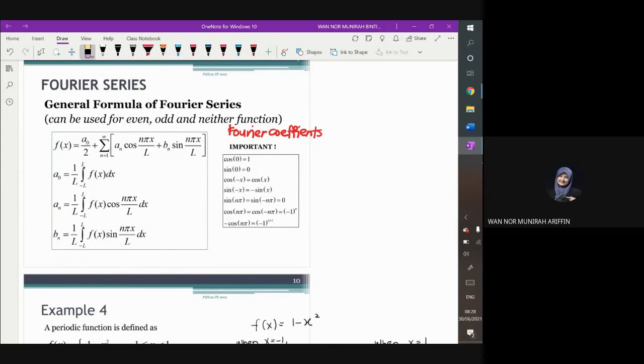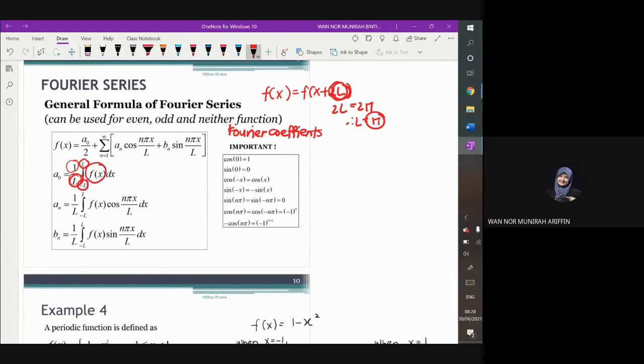So how do we apply this formula? You will have 1 over L. How do you get L? L comes from your periodic function f(x) equals f(x plus 2L). So you just find what your L is. For example, 2L equals 2 pi, therefore L equals pi. So you just substitute pi, and here from negative pi to pi.